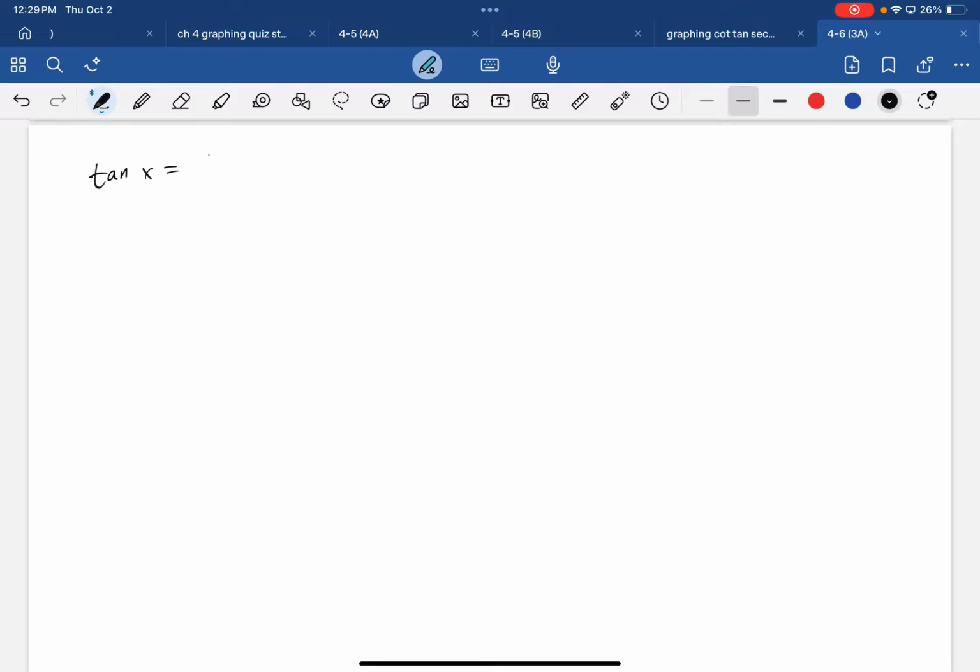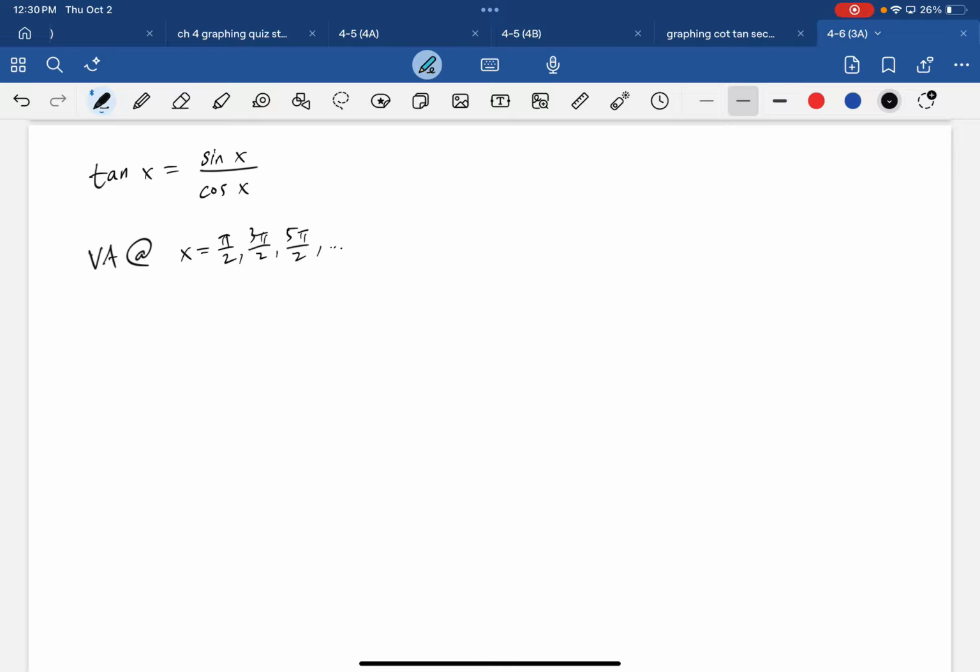So tangent x is equal to sine x over cosine x. So, question, where would tangent have a vertical asymptote? Whenever cosine is equal to 0, right? So that tells us there's a vertical asymptote whenever x is equal to pi over 2, 3 pi over 2, 5 pi over 2, right? Those are all the values where cosine is equal to 0. You can check at home. So there's a vertical asymptote for tangent at those values, because cosine is 0.